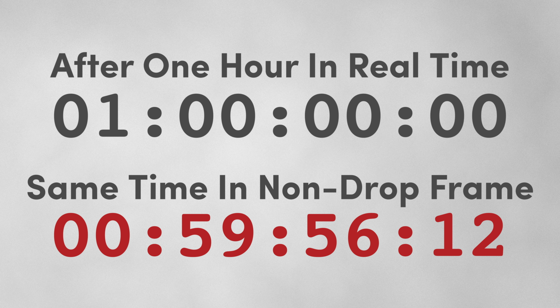The problem is that since the video is actually 0.1% slower, the timecode clock falls behind the real-world time. So if you press play on something for exactly an hour, a real-world clock would show that an hour had passed, but a non-drop frame timecode clock would show 59 minutes, 56 seconds, and 12 frames. That's a little over 3.5 seconds of drift.